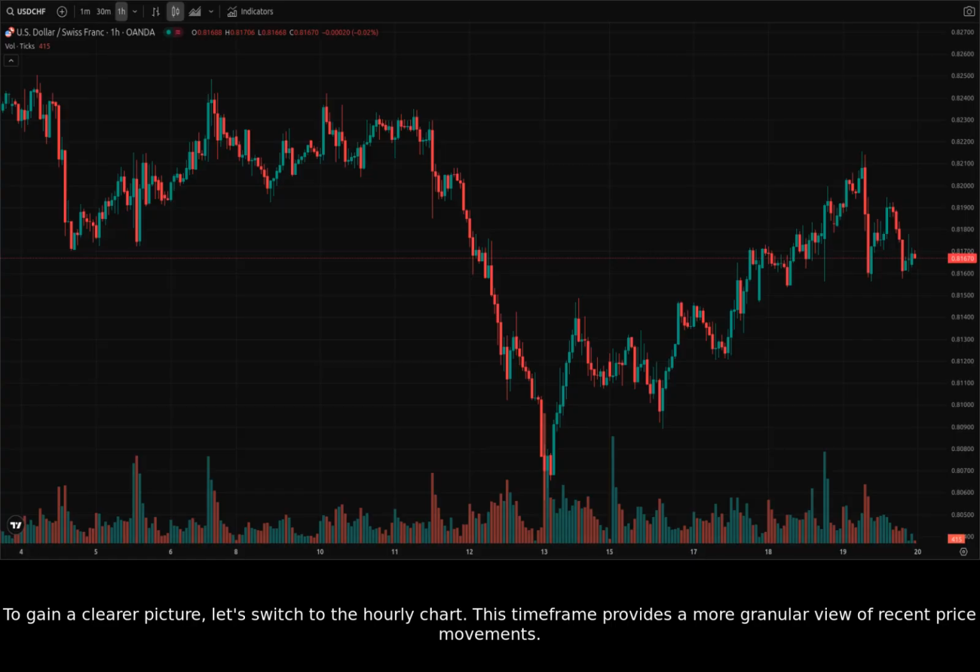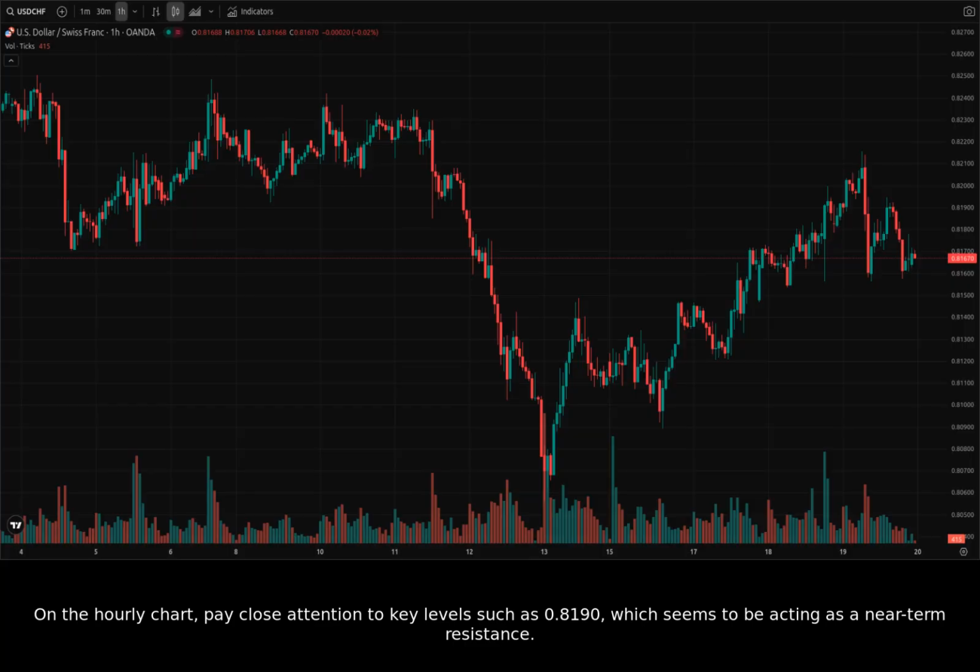To gain a clearer picture, let's switch to the hourly chart. This timeframe provides a more granular view of recent price movements. Looking at the hourly chart, we can see the price has been fluctuating within a narrow range, indicative of indecision in the market. On the hourly chart, pay close attention to key levels such as 0.8190, which seems to be acting as a near-term resistance.